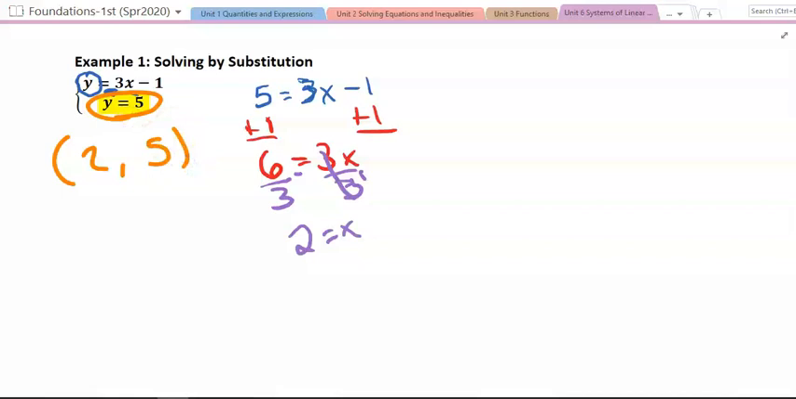Now, could I go to my graphing calculator? Could I go to Desmos or some other graphing tool and graph these two lines up and see where they intersect? Absolutely. And we're going to see that that intersection will happen at 2, 5.